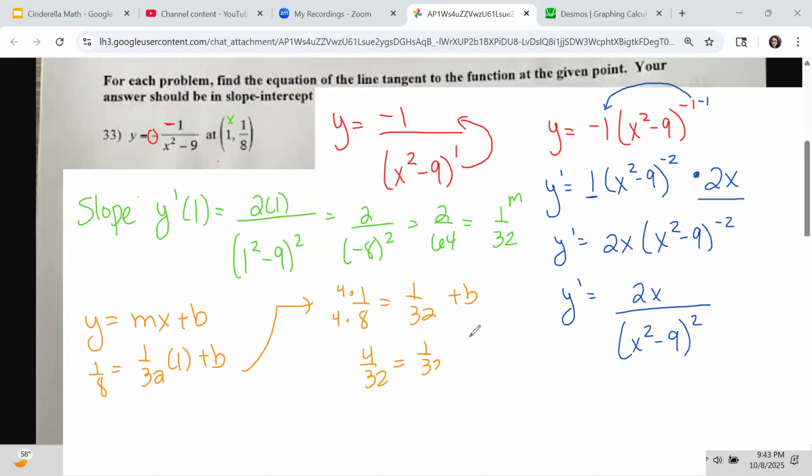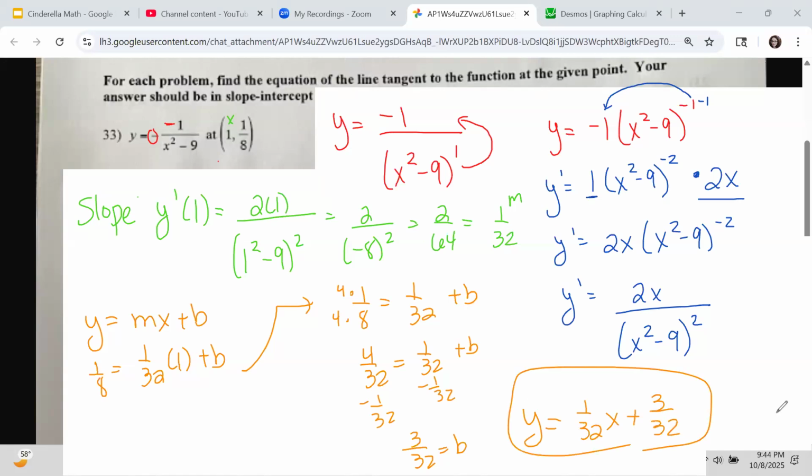Again, if you're using a fraction calculator, you don't really need to do that step. But it's not that hard. If you're in calculus, you can do this fraction stuff, I promise. There's our b of 3 over 32. Final answer, y equals m... oh, wrong thing. y equals mx plus b.